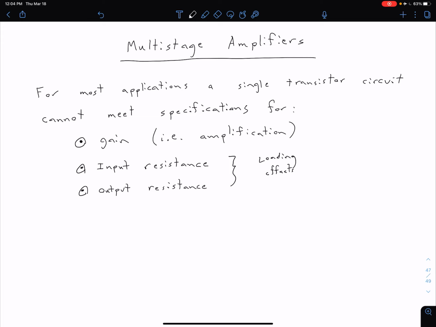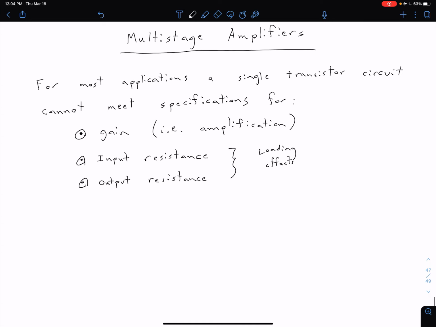The solution to this is, of course, to have several transistor circuits connected together, which we can call multi-stage amplifiers. We can think of this as, maybe one stage is primarily responsible for our gain, but it doesn't have the right output resistance, so we need another stage to give us our appropriate output resistance. Similar thing for our input resistance. So we can take the best qualities of all of these, and if we connect them in the right way, we can take advantage of that.